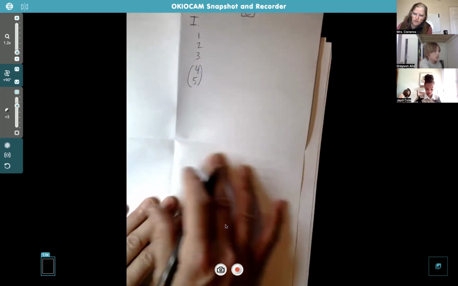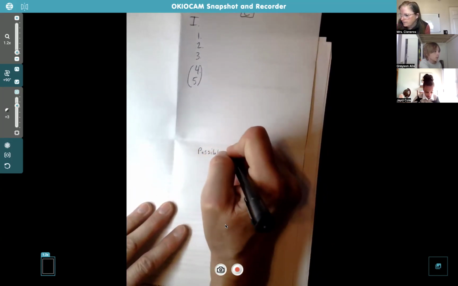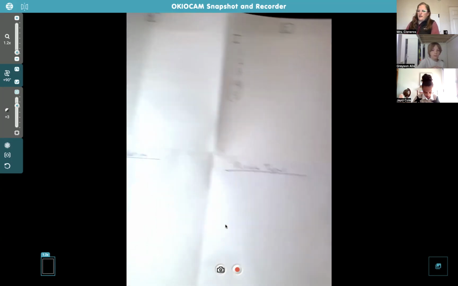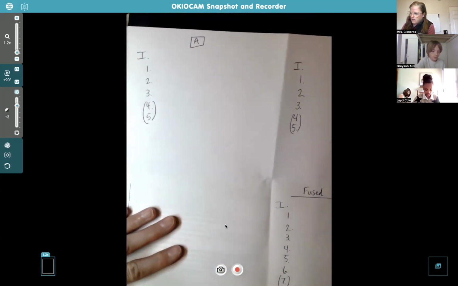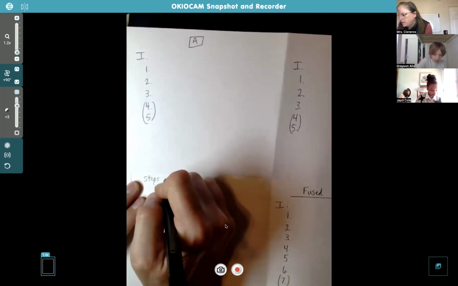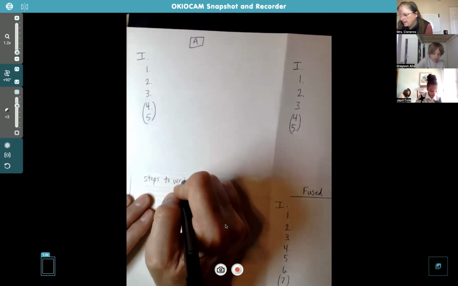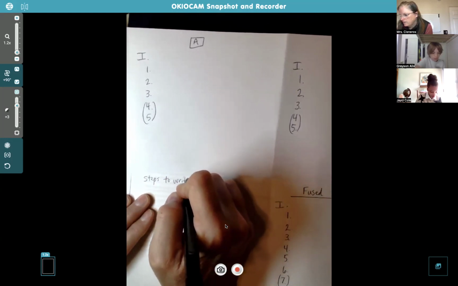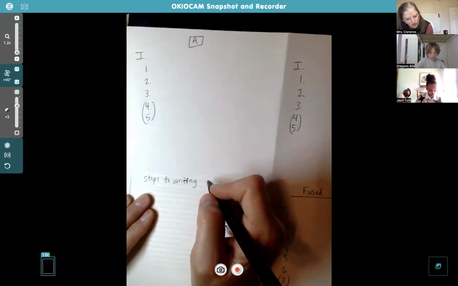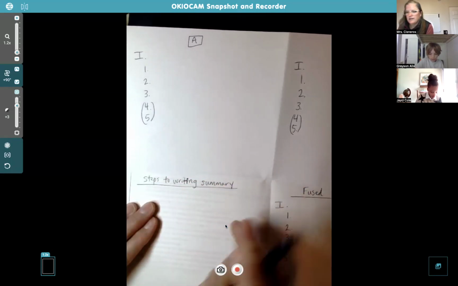Next to fused outline, under C, we're going to put possible topics here. And then underneath A, in this empty box over here, I want you to move over to the side a little bit. Let's put steps to writing, only one T in writing, a summary. Steps to writing a summary.